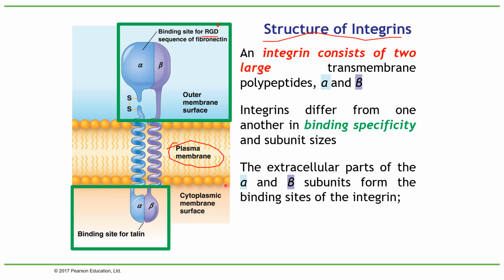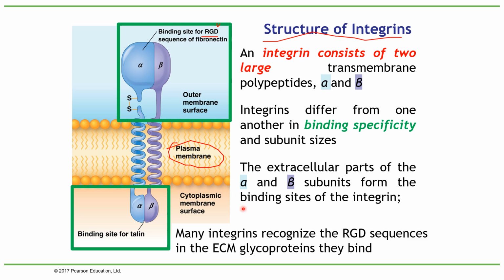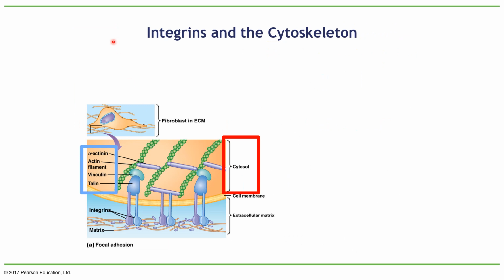I already told you that the extracellular part of the alpha and beta subunits will recognize this RGD. RGD are specific amino acids that will be found in the glycoproteins of the extracellular matrix. In this slide, we will focus on the interaction between the integrin and the cytoskeleton.